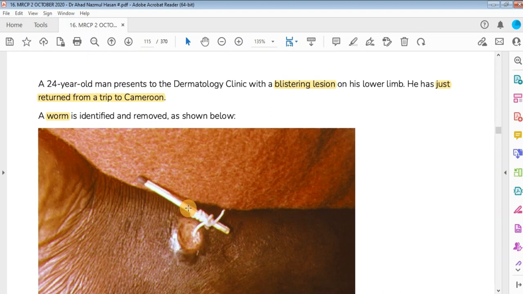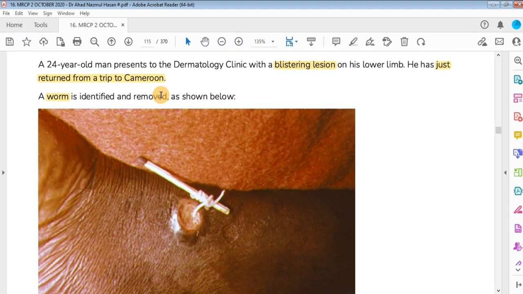A 24-year-old man presents to the derma clinic with blistering lesion on the lower limb. He has just returned from a trip to Cameroon. A worm is identified and removed as shown below. So blistering lesion with history of returning from trip to Cameroon, and worm has been identified, and they have just given the pictorial here.